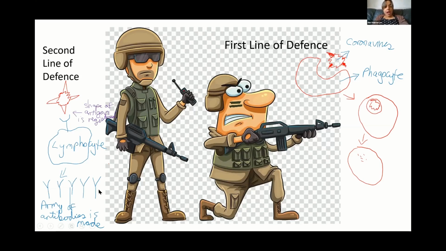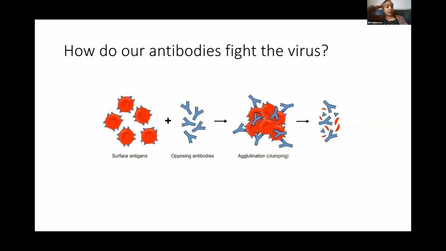Now what I'd like to do is show you a little bit about how the antibodies actually work. I'm just going to add some things by drawing on the screen as well. As you can see here, the blue represents the antibodies. The antibodies will bind to the surface of the virus, and they will clump them together. This clumping together is something that we call agglutination.